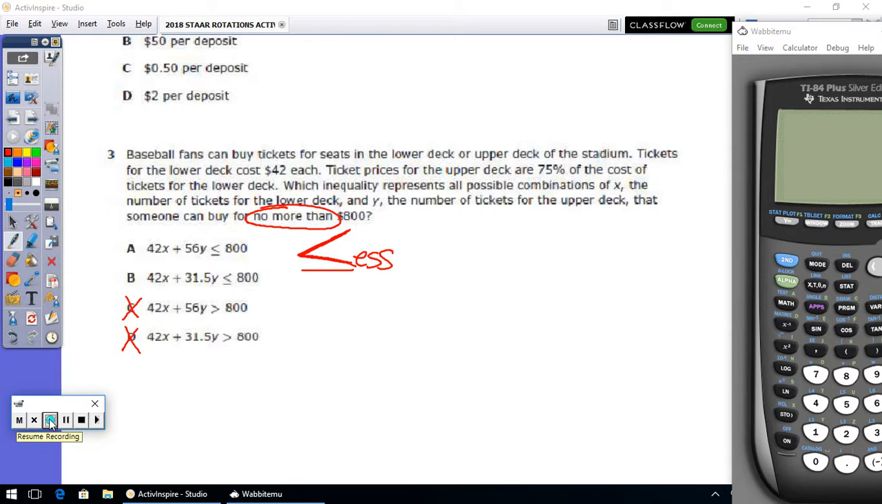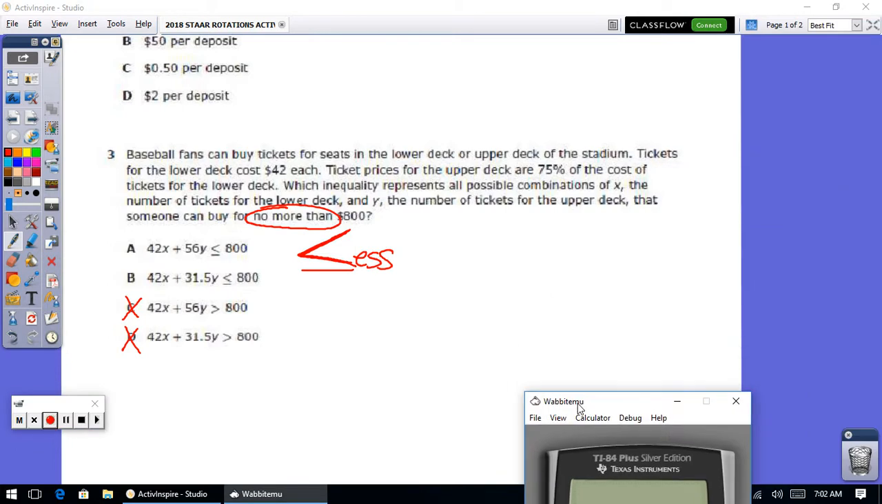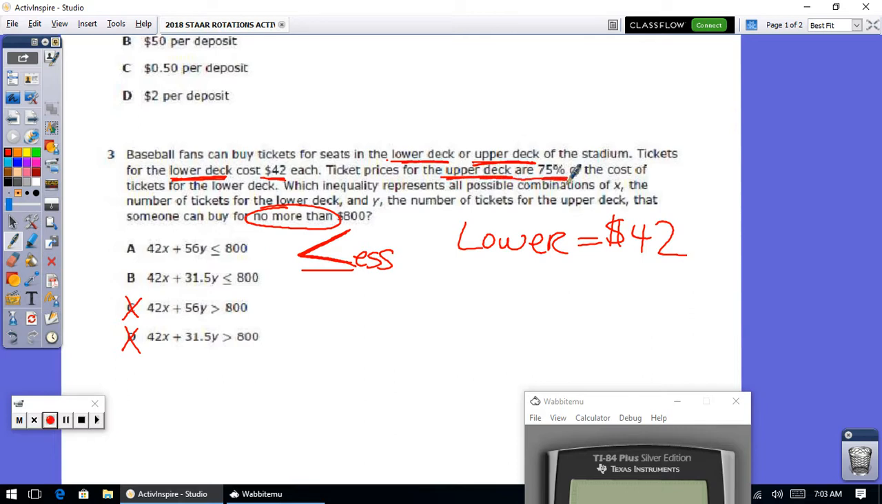Now if we go into the problem, you can actually start looking at some of the information here. Baseball fans can buy tickets for seats in the lower deck or upper deck of the stadium. Tickets for the lower deck cost $42. So I'm going to say lower is $42. Ticket prices for the upper deck are 75%. So upper is equal to 75% of the cost of the lower deck. So you have to turn 0.75 or 75% into a decimal and multiply that times 42.